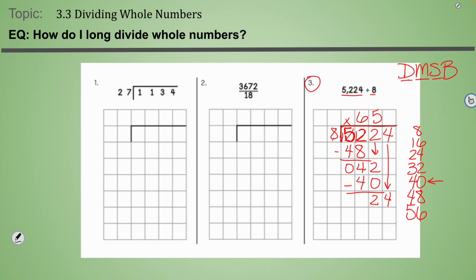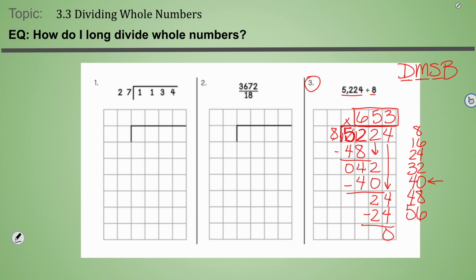Make sure that you check to see that 2 is not bigger than 8 first before you bring down. Because if it is, then you got to go back and erase and try that again. But it isn't, so then I do 24 divided by 8, and I get 3. Then I multiply. 3 times 8 is 24. I subtract, and yay, I got a 0 remainder, which means my answer is 653.